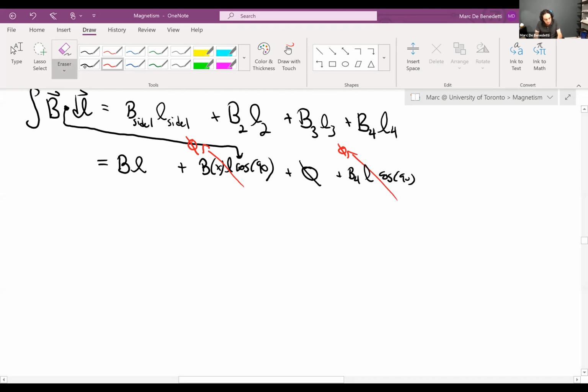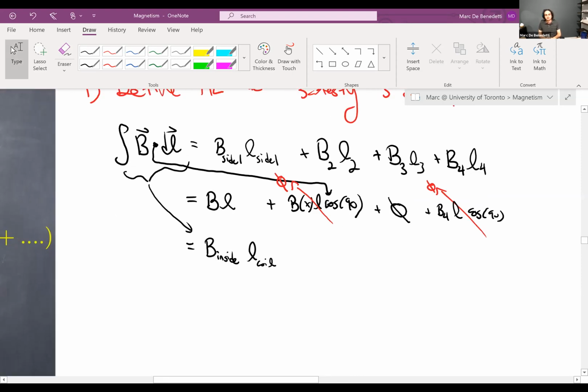So we see that this whole integral simply collapses to B inside the solenoid times the length of the coil.